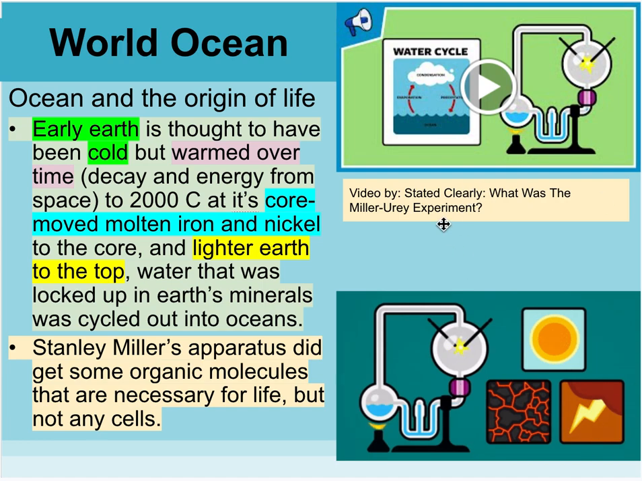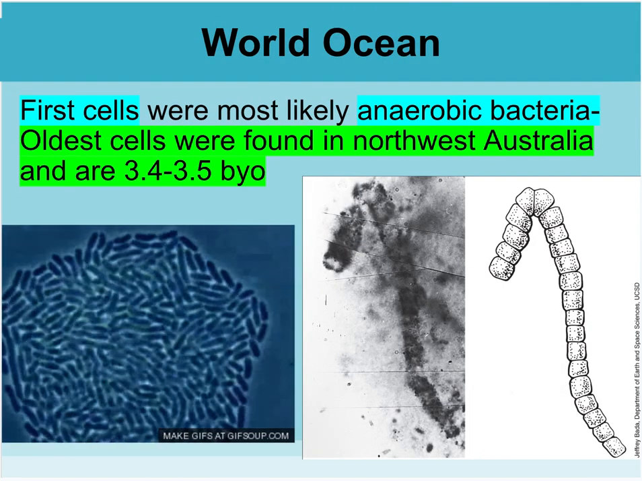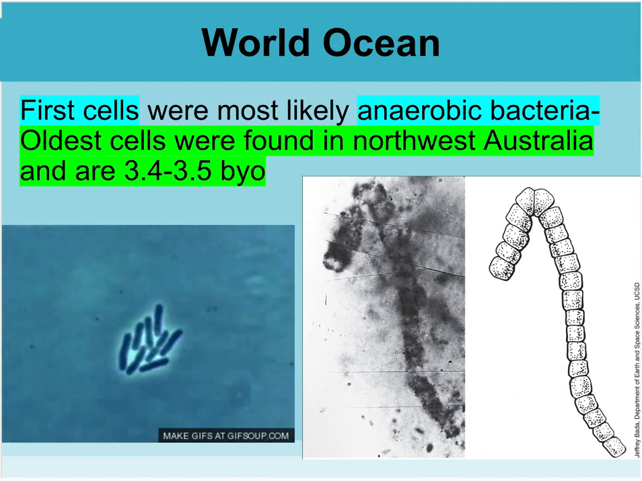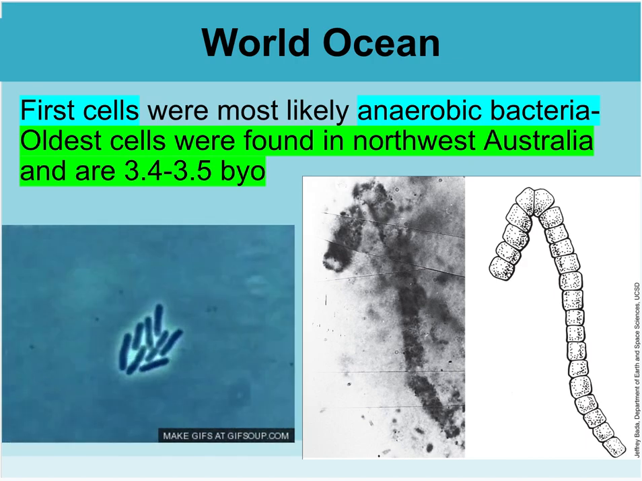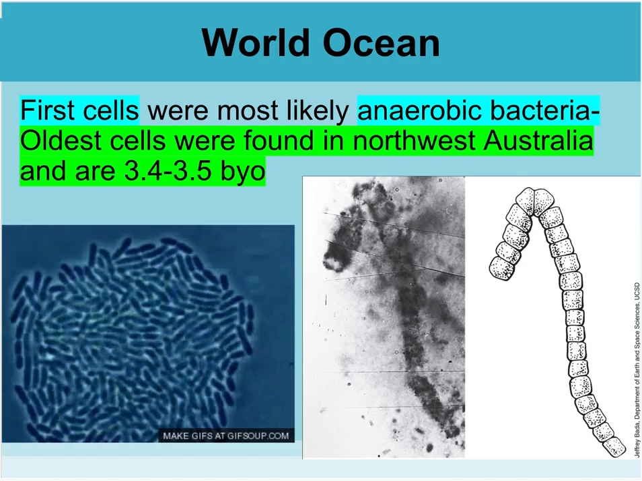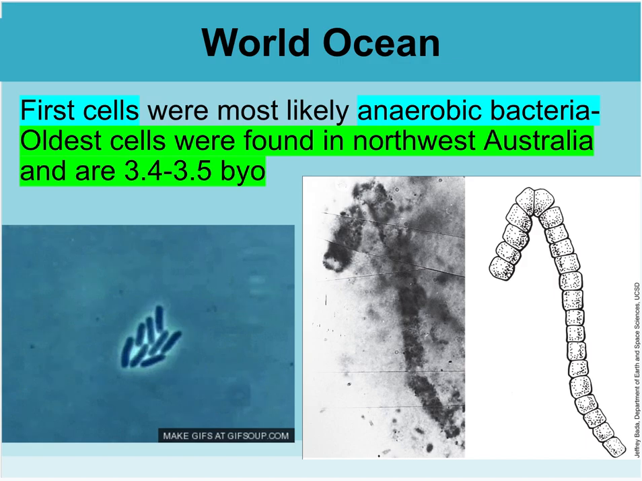And here's a video by Stated Clearly, what was the Miller-Urey experiment, and you can check that out for more information. But the basics of that was that early Earth didn't have what it takes to make inorganic matter into organic matter. And so we still hold in biology to the cell theory, which states that all cells come from other cells. So where those cells first came from has not scientifically been found yet.